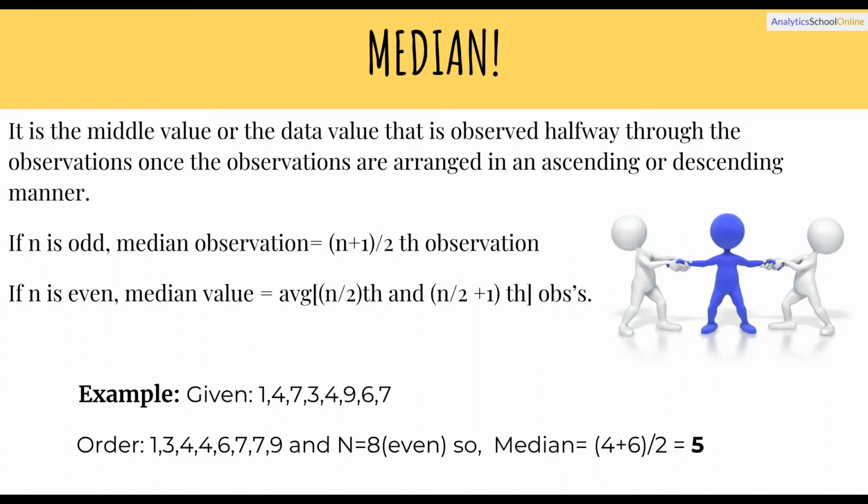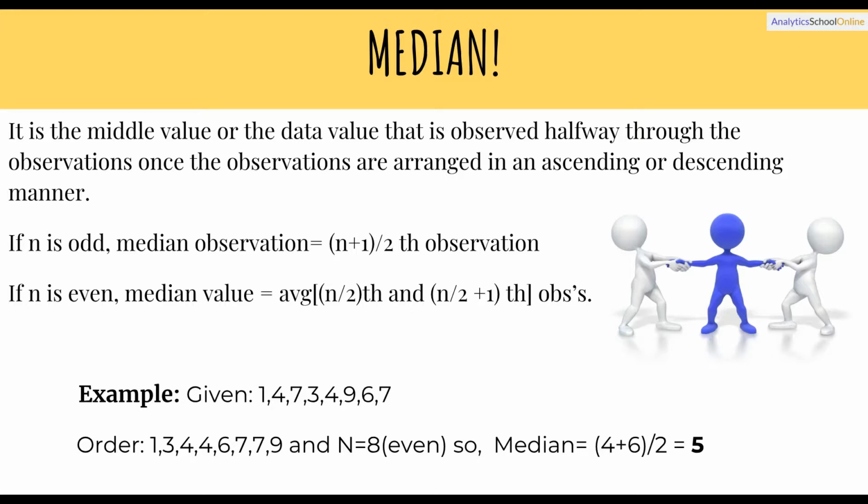If n is odd, the median observation is the (n plus 1) by 2th observation, and if n is even, you are basically not going to get a 50% value. So what you do is you take the average of the 49th and 51st observations, if you have 100 observations obviously in your data set. So what you do is you take the average of the n by 2th and n by 2 plus 1th observation, and an example of this particular type is given here.